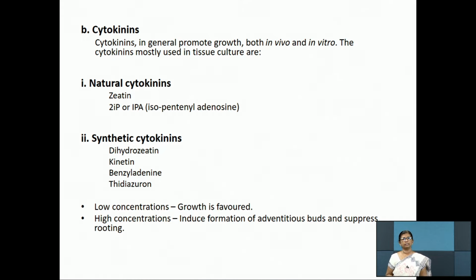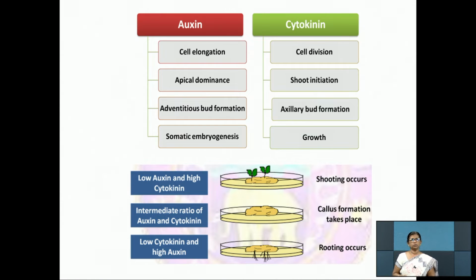The role of cytokinins is that at a low concentration growth is favored, but at a high concentration it induces the formation of adventitious buds and suppresses rooting. This picture shows the role of auxins as well as the cytokinins. Auxins are responsible for cell elongation, apical dominance, adventitious bud formation as well as somatic embryogenesis. Cytokinins are responsible for cell division, shoot initiation, axillary bud formation and growth. Low auxin and high cytokinin is helpful for shoot formation. An intermediate ratio of auxin and cytokinin is responsible for callus formation, and low cytokinin and high auxin is responsible for root formation.